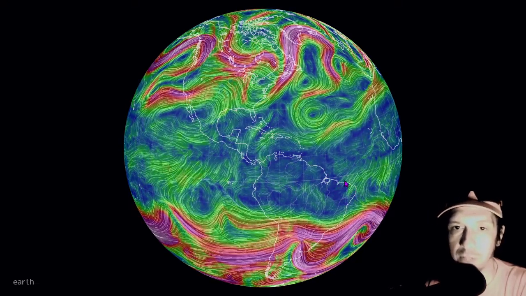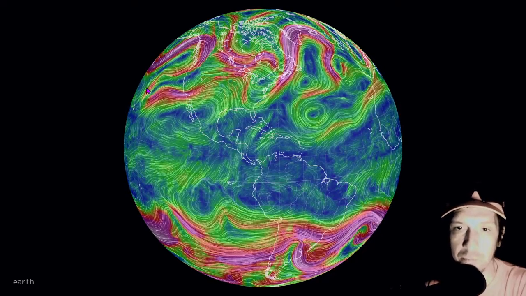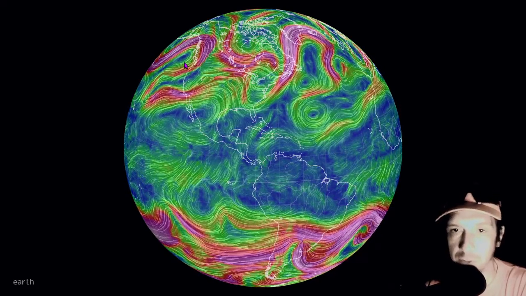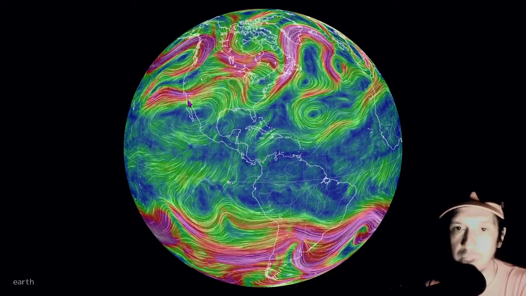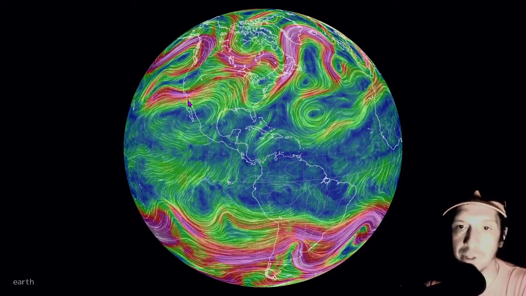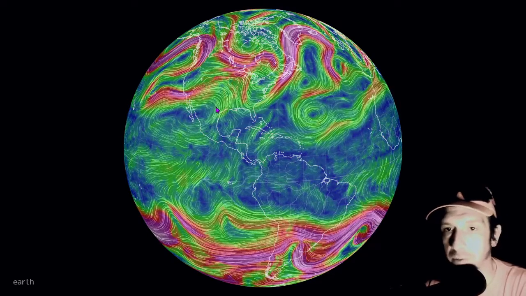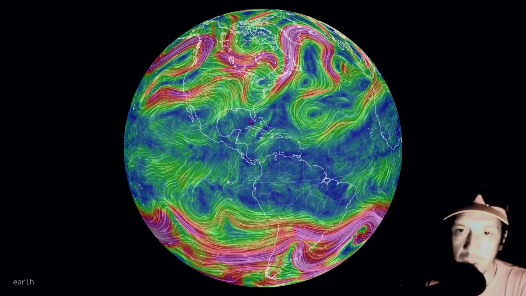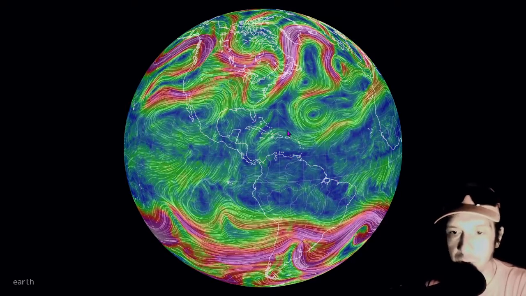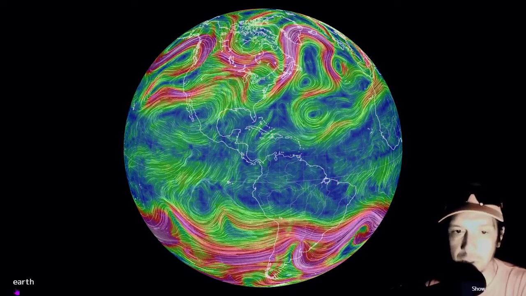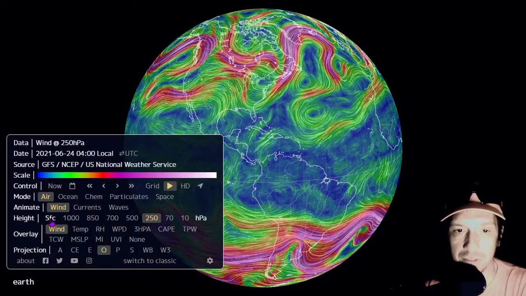Extreme meridional jet stream flow. Once again, look at these extreme bends in the jet stream over the western U.S. Jet stream blowing east to west over Washington and west to east over San Diego. So very chaotic jet stream continues here in the northern hemisphere. Southern hemisphere as well. Let's check surface winds while we're on this side of the planet.